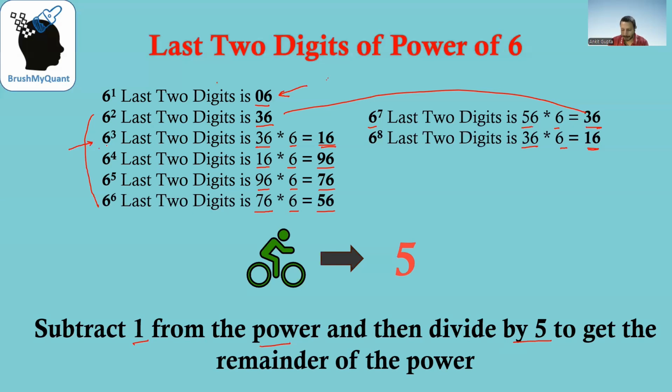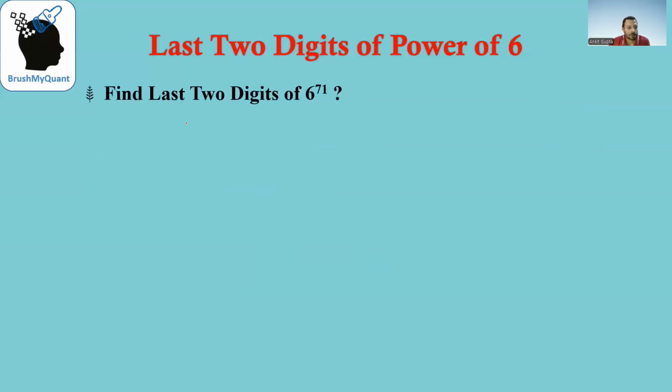Let's take an example to understand this further. So let's say we have to find the last two digits of 6 raised to 71. Now what we'll do is we'll take 71, we'll subtract 1 from 71, so we'll get 70. Now when we divide 70 by 5, then the remainder is 0. That also means a remainder of 5.